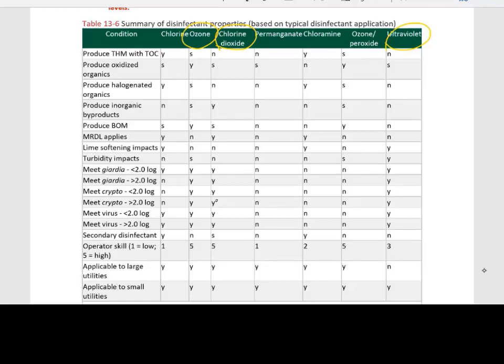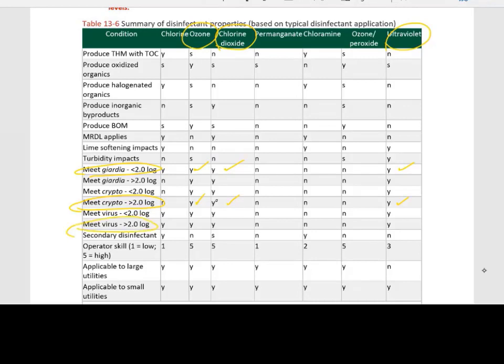Now we have Giardia. We need less than 2.0. So ozone is effective. Chlorine dioxide is effective, so we don't eliminate either, and so is UV. We look at Crypto. For Crypto, we needed 2.5 log removal. Well, ozone is effective, chlorine dioxide is effective, and so is UV. So we haven't eliminated anything yet.